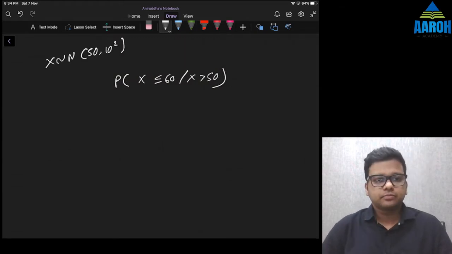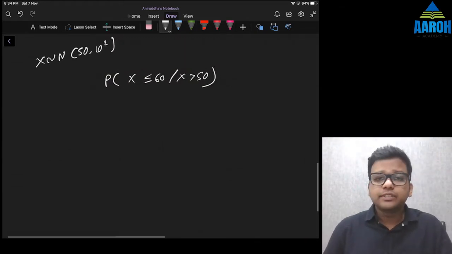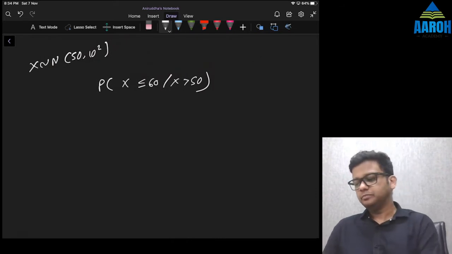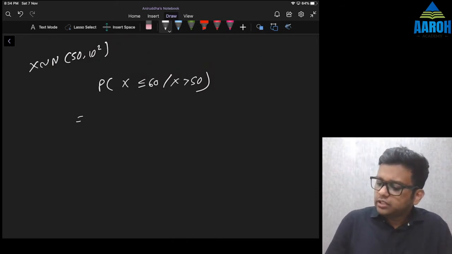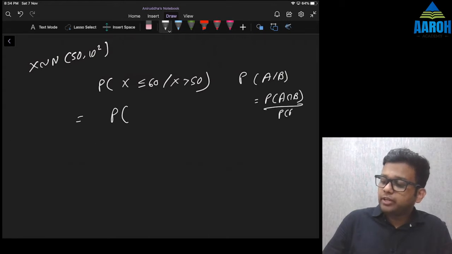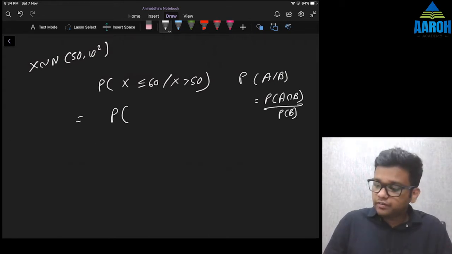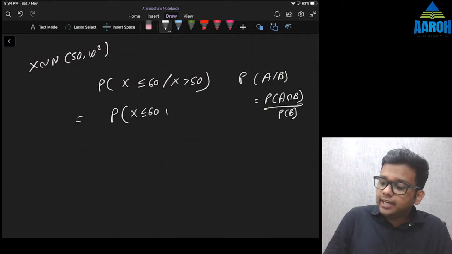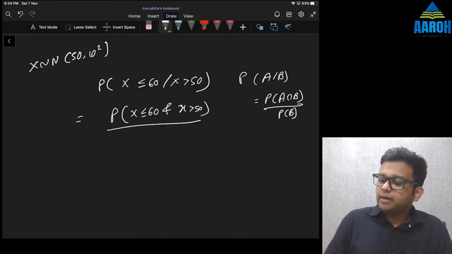Okay, so let's try to first apply the formula of given. We know that the probability of A given B is the probability of A intersection B, that is A and B, upon the probability of B. So this will be the probability of X less than equal to 60 intersection, that is and X is greater than 50, divided by the probability that X is greater than 50.